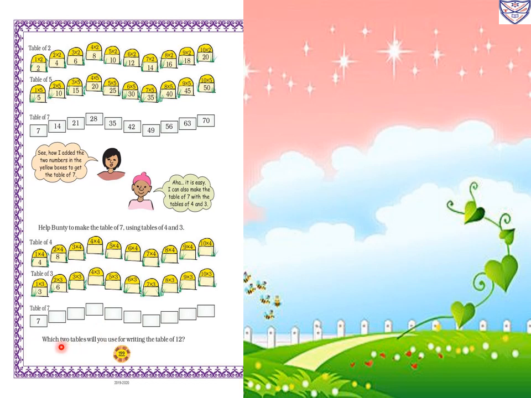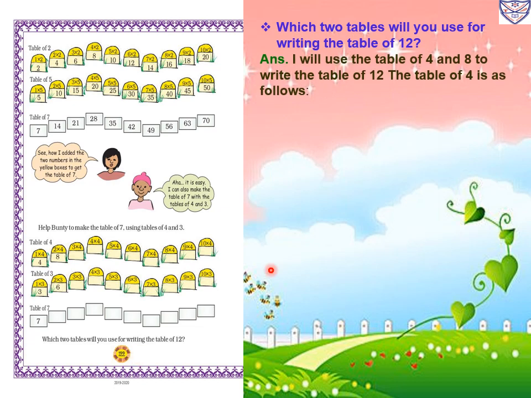Now, same page, which two tables will you use for writing the table of 12? Now we have to make it, so which two tables will we use for making the table of 12? So I will use the table of 4 and 8. So 8 plus 4 will give 12. So we can use the table of 4 and 8 to write the table of 12.